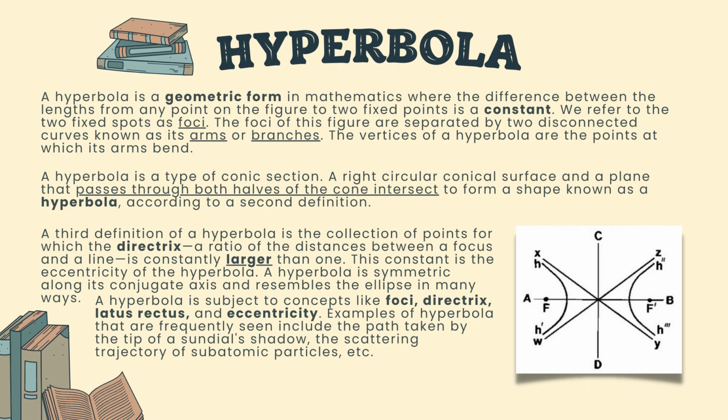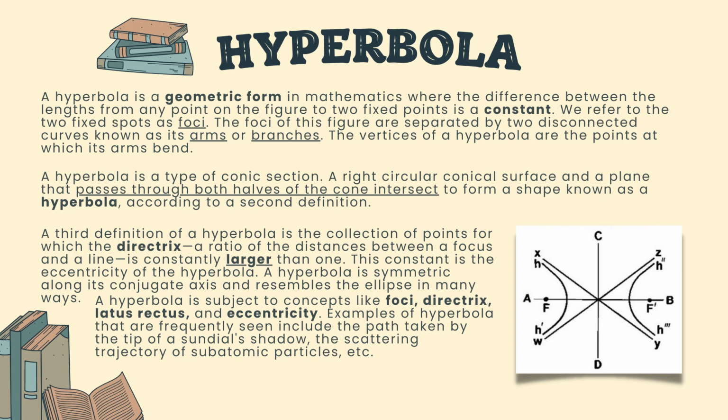A third definition of a hyperbola is the collection of points for which the ratio of the distances between a focus and a line, the directrix, is constantly larger than 1. This constant is the eccentricity of the hyperbola. As mentioned, a hyperbola is an important conic section formed by the intersection of the double cone by a plane surface, but not necessarily at the center.